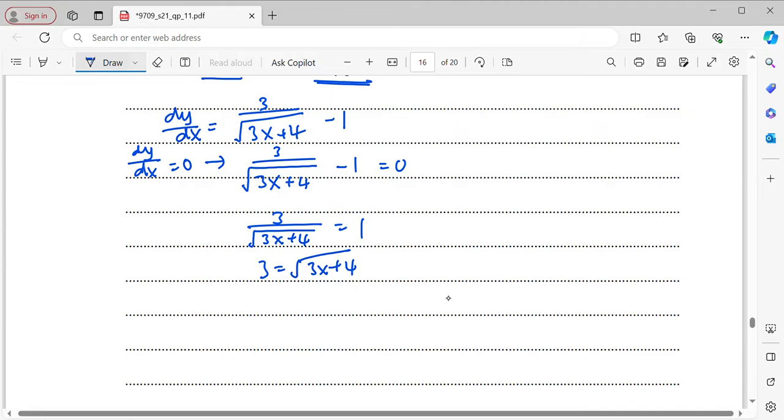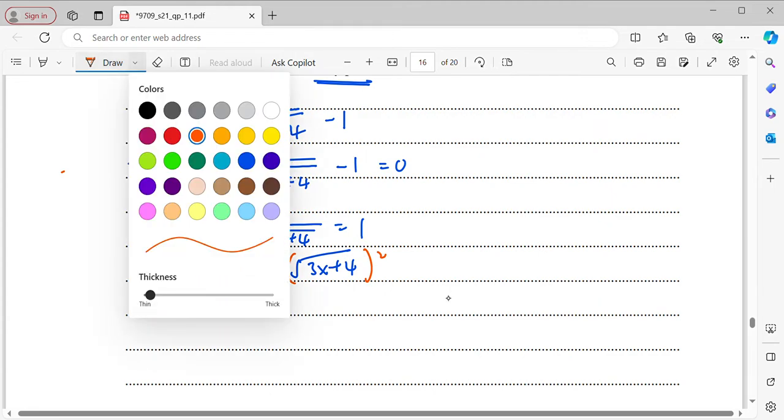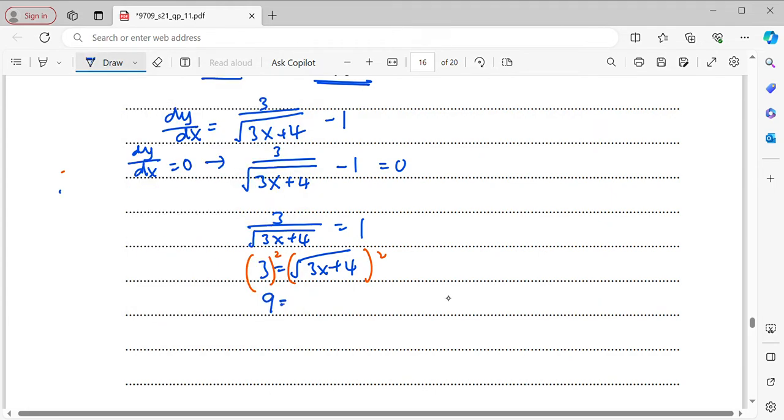And now to eliminate the square root, you need to square both sides. So which means the left hand side will be 9, right hand side will be 3x plus 4. So now my 3x equals 5. You move the 4 to the left side, which means now my x is going to be 5 over 3. So that means the stationary point occurs at x equals 5 over 3.